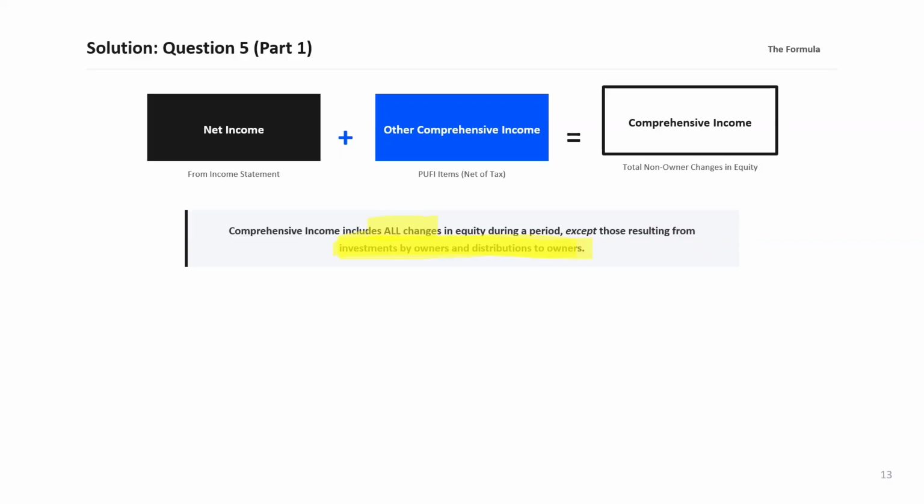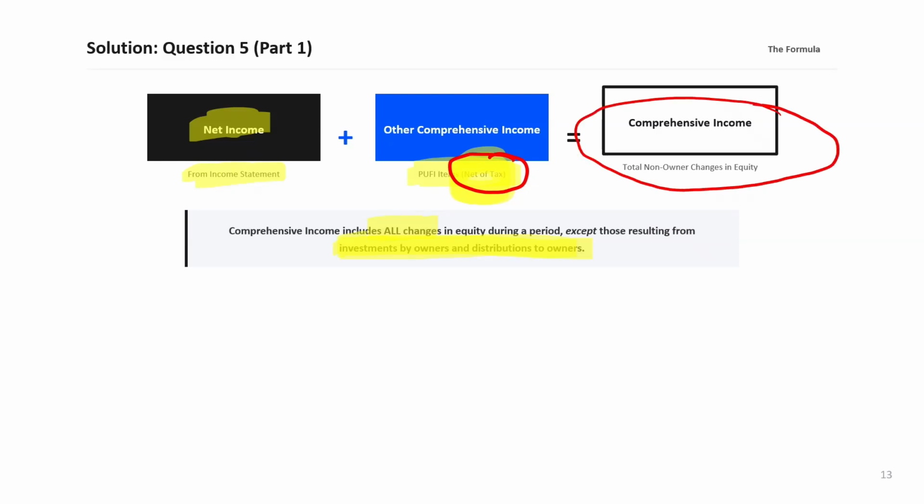How do we calculate it? First, we get the net income from the income statement. Then we add the other comprehensive income items. They are net of tax. I want you to pay attention here because remember in the question, one of the items they said net of tax, one of the items they said pre-tax. It was a small writing and you may miss it. Pay attention to that. After we sum those two values, we get comprehensive income.